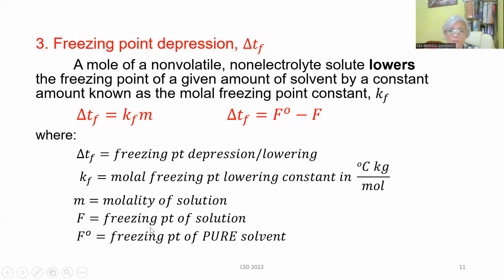M is molality of solution. F is freezing point of solution. F superscript is freezing point of pure solvent. So kung mapapansin nyo, lahat ng may superscript ay referring to pure solvent. So yung F ay freezing point ng pure solvent, yung B superscript ay boiling point ng pure solvent, yung P superscript ay vapor pressure ng pure solvent para madaling matandaan.